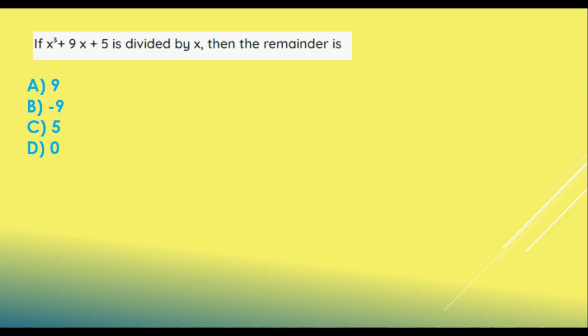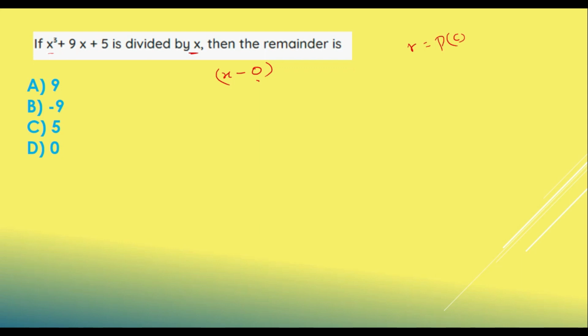Finally, here, if x cubed plus 9x plus 5, again the x squared part is missing, it's 0, then 9x plus 5, divide by x. What is the remainder? The x minus c, x minus 0. Put the 0 directly in place of x, you will directly find it, okay? Because the remainder is equal to p of c.